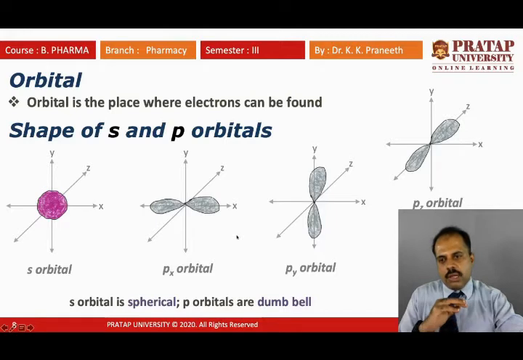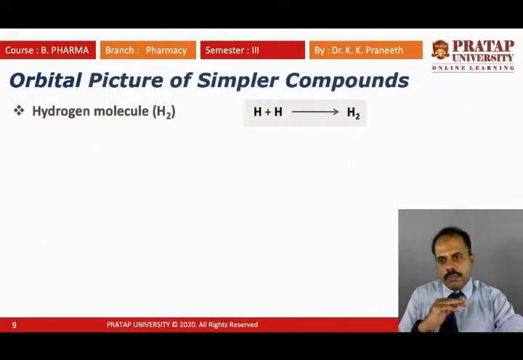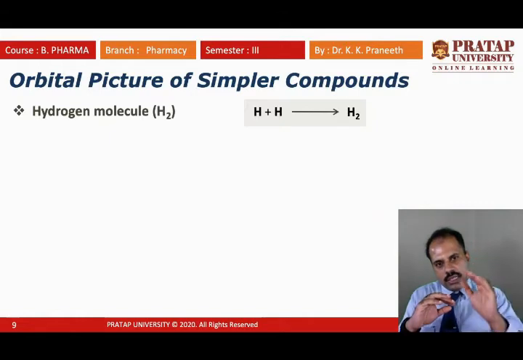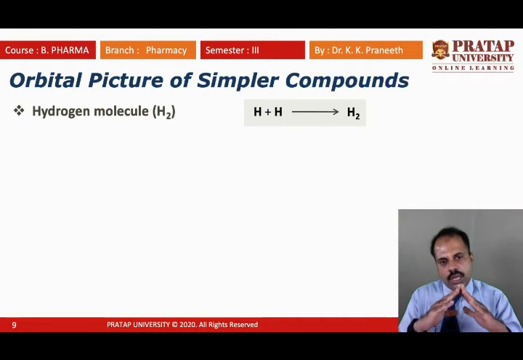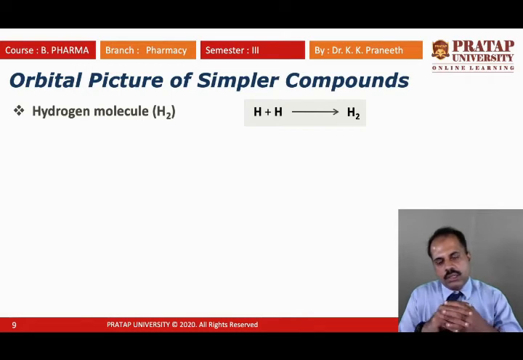So now let's see the orbital picture of simpler compounds, because benzene is very complicated, having 6 hydrogens and 6 carbons. Drawing the orbital diagram of benzene is more complicated, so to understand better, first we should understand the orbital picture of simpler molecules. This is just for understanding only. There is no need for it for examination purposes.